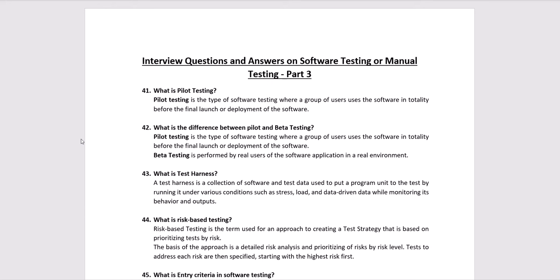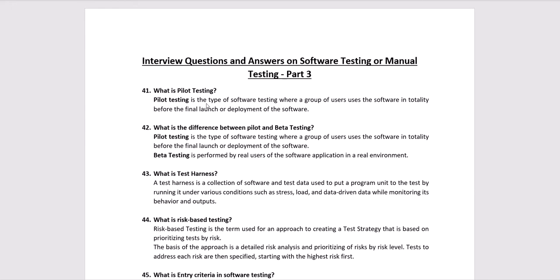In this tutorial, we will see the interview questions and answers on software testing or manual testing. This is part 3 of the interview questions and answers. We already have two other videos explaining 20 questions in each part. And this is the third part where I will be explaining 20 interview questions and the answers to them.